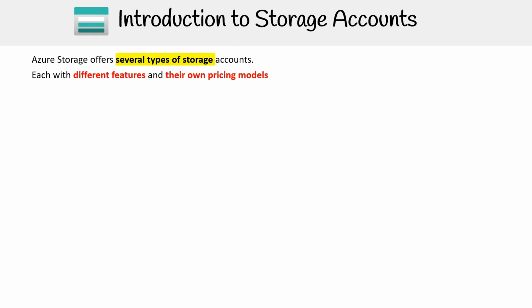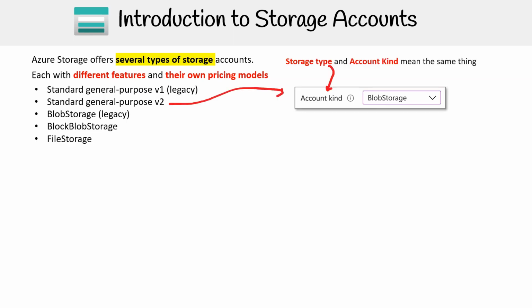Azure Storage offers several types of storage accounts, each with different features and their own pricing models. These storage account types include Standard General Purpose V1, which is now considered legacy, Standard General Purpose V2, Blob Storage, Block Blob Storage, and File Storage.